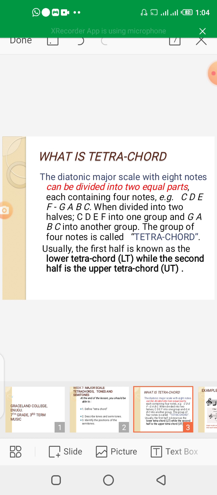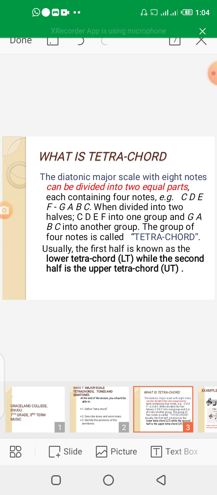In summary, when you divide a diatonic major scale into two, it becomes 4 notes in one group and another 4 notes in another group. Now, this group of 4 notes is what is described as a tetrachord. A tetrachord is a group of 4 notes.